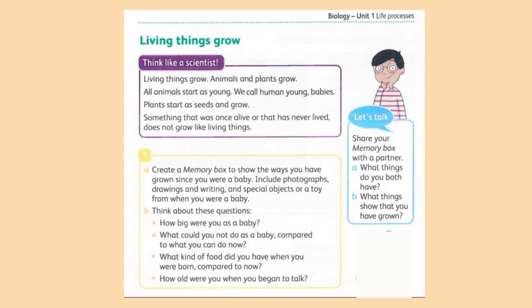And activity 1A: create a memory box to show the ways you have grown since you were a baby. Include photographs, drawing and writing, and special objects or a toy from when you were a baby. B. Think about these sentences. How big were you as a baby? What could you not do as a baby compared to what you can do now? What kind of food did you have when you were born compared to now? How old were you when you began to talk? You have to find these answers by yourself.